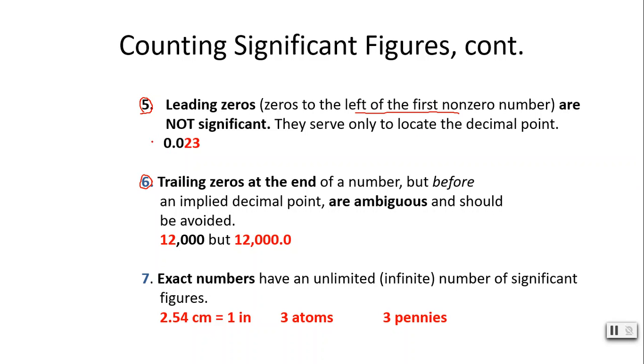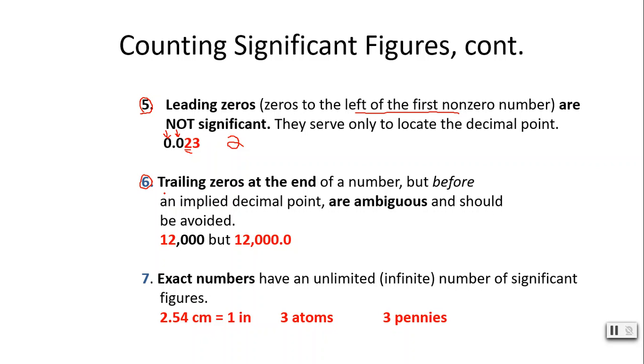So, for example, in this measurement, 0.023, obviously the 2 and the 3 are significant. They are non-zero numbers. But both of these zeros are considered leading zeros. They are to the left of the first non-zero number, specifically the 2. And since they are to the left of the non-zero number, they are not significant. They do not speak to the level or the precision of the measurement. So this number, 0.023, has a total of just 2 significant figures.